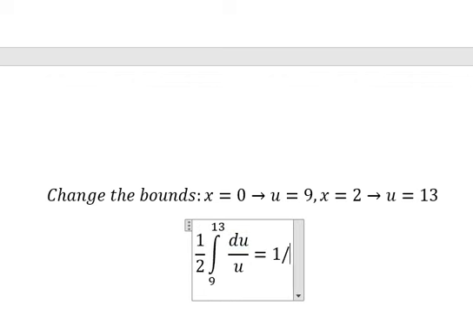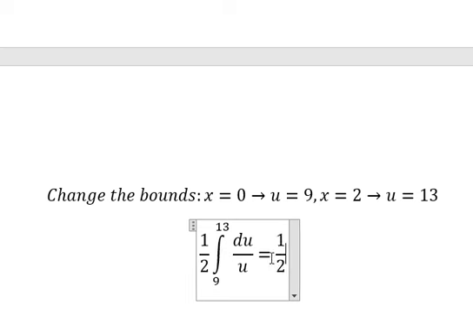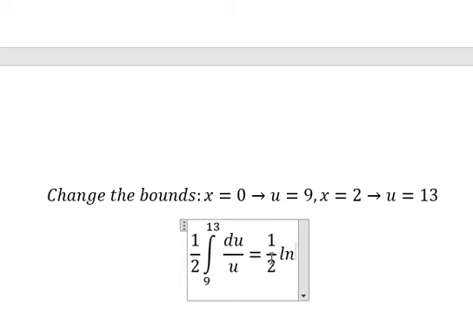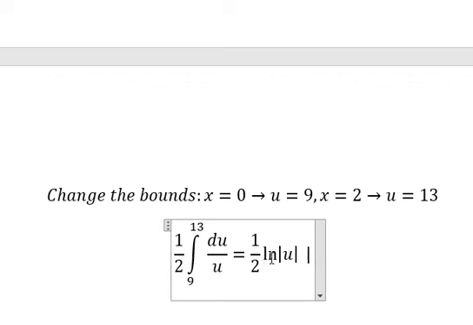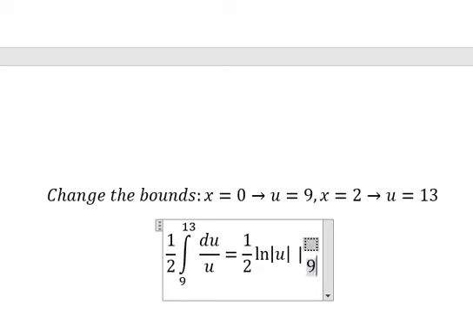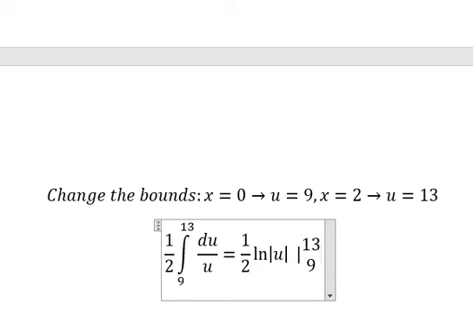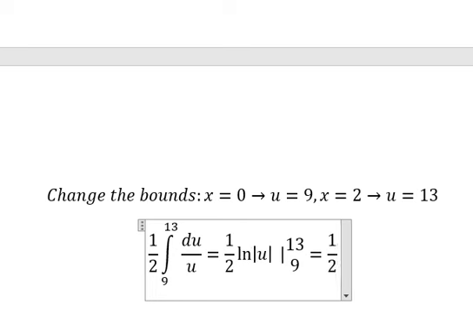So the integration of this one is Ln of the absolute value of u, and we put the bounds from number 9 to number 13. And now we have the final answer.